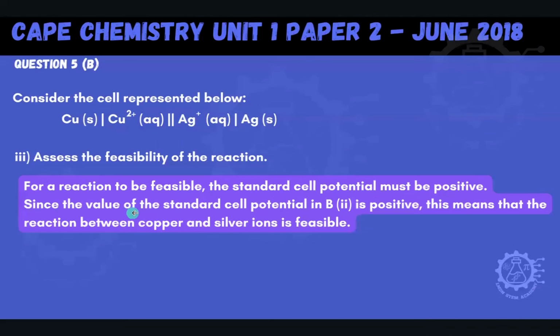And since the value for the standard cell potential in B part 2 that we just found was positive 0.46 volts, right? That was our E standard for the cell. That's what we had gotten. Because we got that to be a positive number, this means that the reaction between copper and silver ions is in fact feasible, okay? All right, so moving right along now, let's see what else there is.